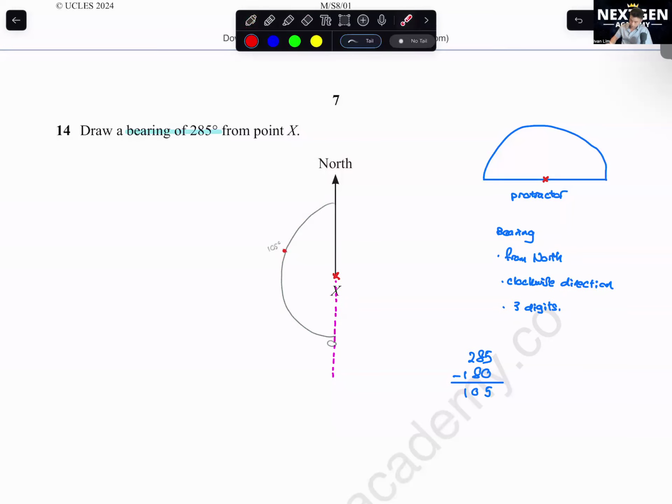Then you take away your protractor, take your ruler, and just draw a line. This part here will give you 285 degrees. Don't worry, I've not taught this part yet. For most of you here, later I'll get into this chapter.